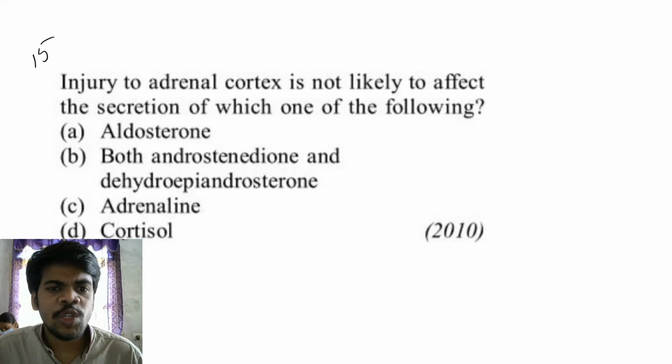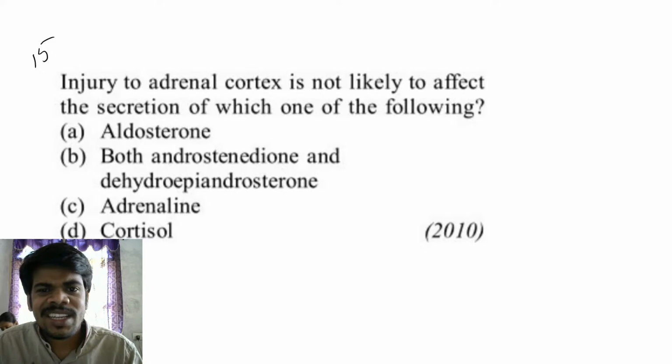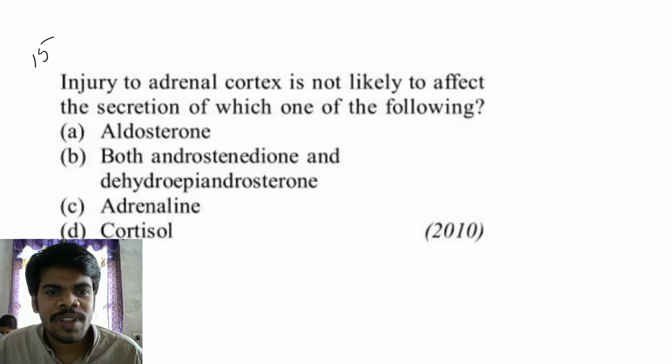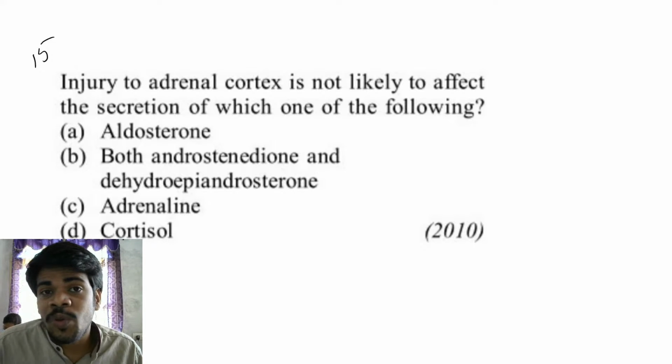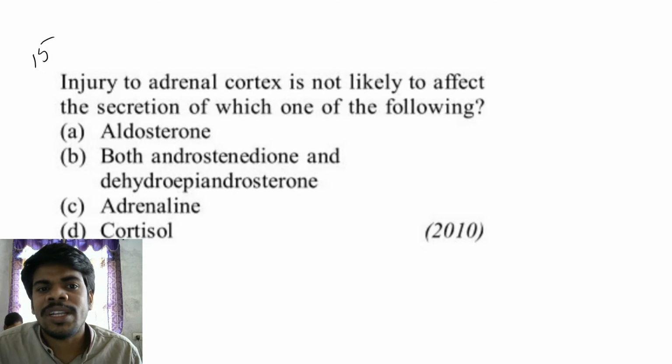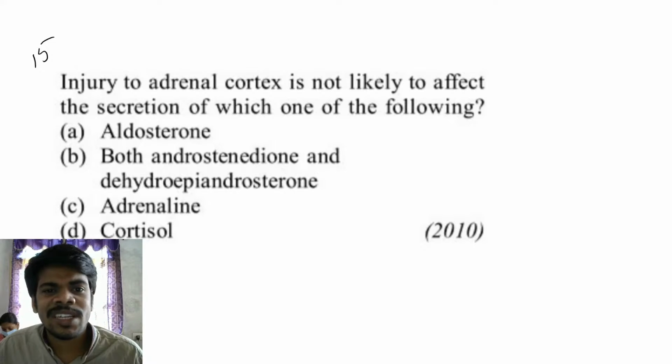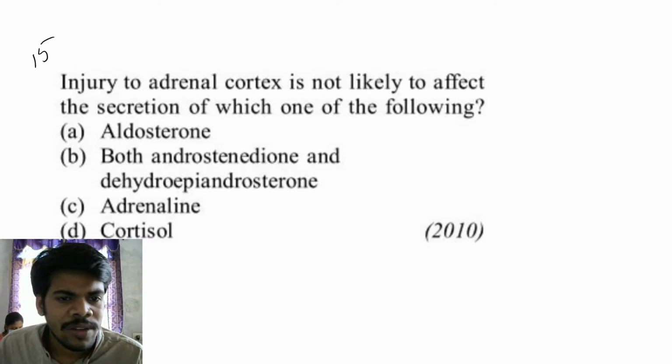15th question. Injury to adrenal cortex is not likely to affect the secretion of which one of the following? Very, very important. Injury to adrenal cortex sometimes leads to death. It is a very essential and important part. Not sometimes, always. If the adrenal cortex has any abscesses, is there any problem with that? It leads to death. Injury to adrenal cortex is not likely to affect the secretion of which one of the following?